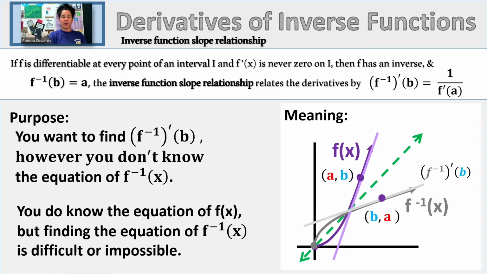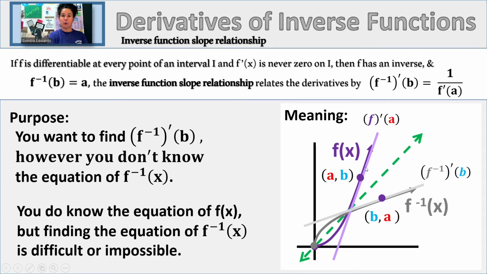Now right there at a comma b, the slope of the tangent to f of x at a comma b, that would be known as f prime of a, right? The slope of that purple one. So what's the relationship between the slope of that light purple line and the slope of the light gray line? Well, let's say that the slope of the purple one, I'm just making it up here, let's say that the slope was 3 over 2.